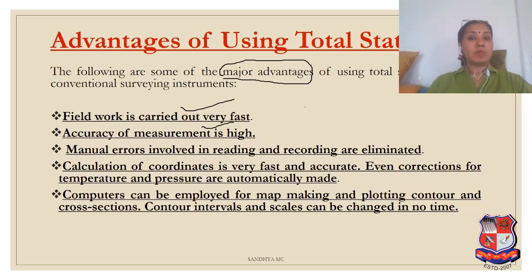Even if the points are inaccessible, we can carry out this process very fast, and manual errors involved in readings and recordings are eliminated. Calculation of coordinates is very fast and accurate. Corrections according to the site conditions, such as temperature or pressure corrections, can be made automatically. Computers can be employed for map making and plotting contours and cross sections. Contour intervals and scales can be changed in no time.